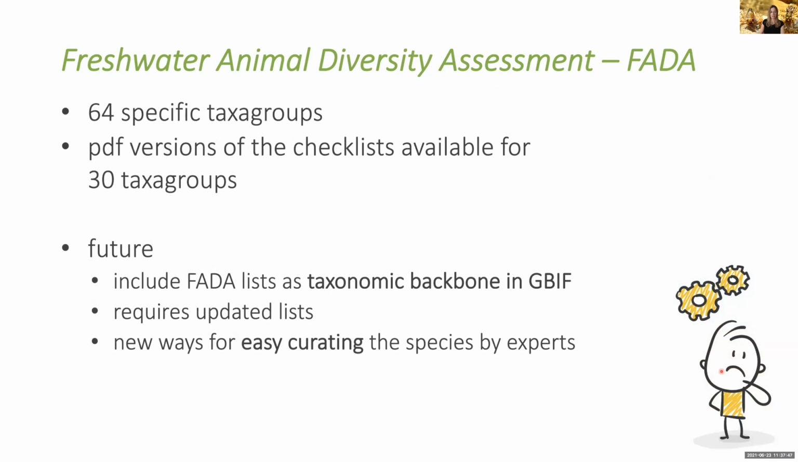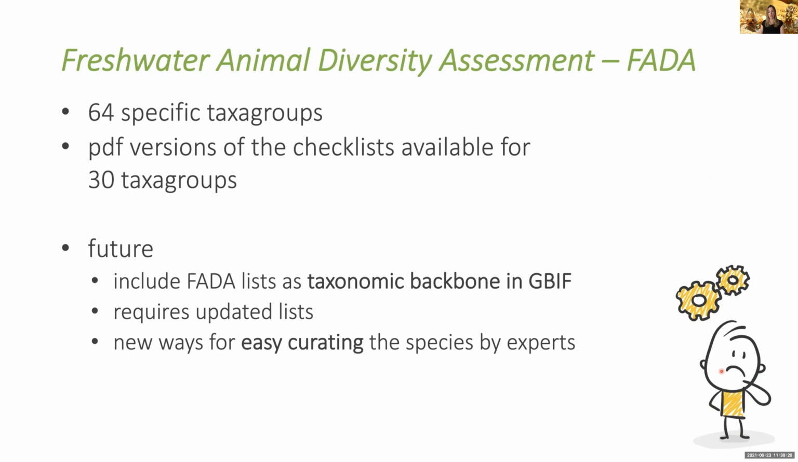Currently, there are 64 freshwater-specific taxa groups in the database, and for 30 of these taxa groups, you can download checklists as PDF files. And the future work includes that the FADA list should, to my mind, become the taxonomic backbone of GBIF. But this would require the update of some lists, because the work of FADA dates back already, starting, I think, in 2005. And since then, things might have changed. So it needs updates of the lists.